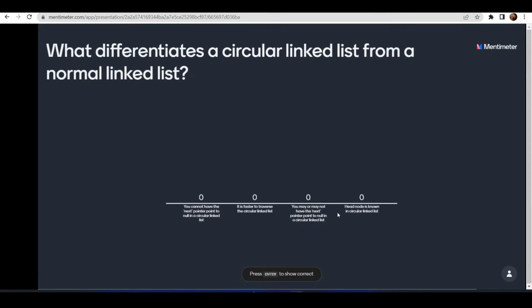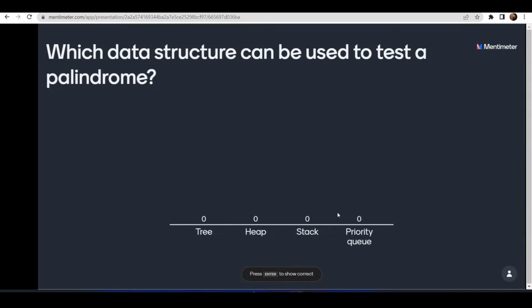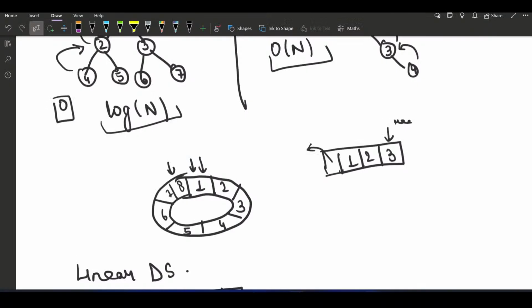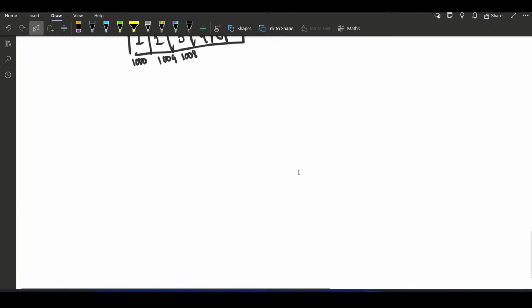Moving to the next question. This is, I think, the last question of this live session. Which data structure can be used to test a palindrome? Here, firstly we need to understand what a palindrome is. If you have the idea, then okay.